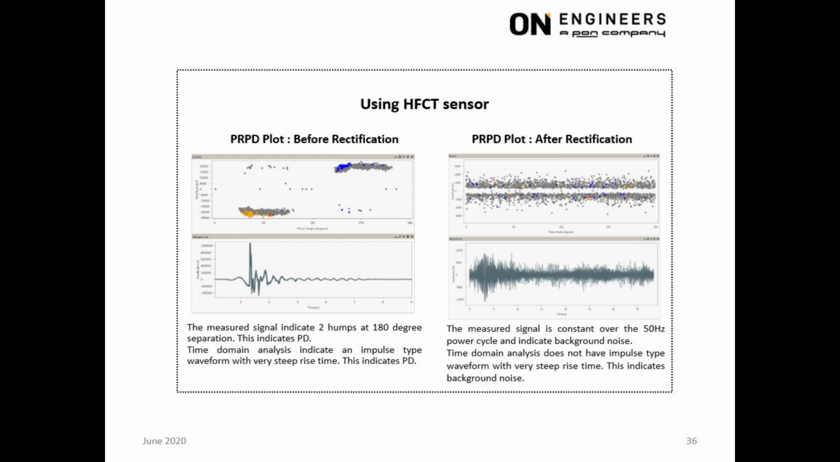The measured signal is constant over the 50 Hz voltage cycle and indicates background noise. Time domain analysis does not reveal any impulse type waveform with steep rise time. This further indicates the presence of background noise.